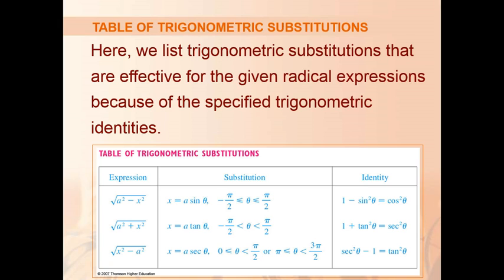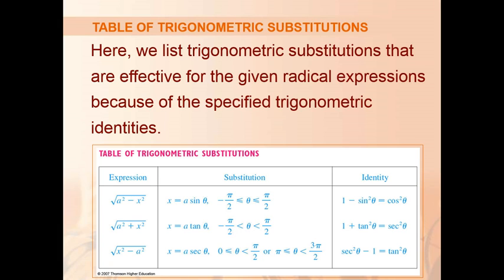And for the pattern of the square root of a squared plus x squared, as you can see, a squared plus x squared is kind of like the Pythagorean theorem. So for that one, we want to set up x equals a tangent of theta. And again, the restricted range of inverse of tangent is from negative pi over 2 to pi over 2. That's something you should know from pre-calc, the restricted range.